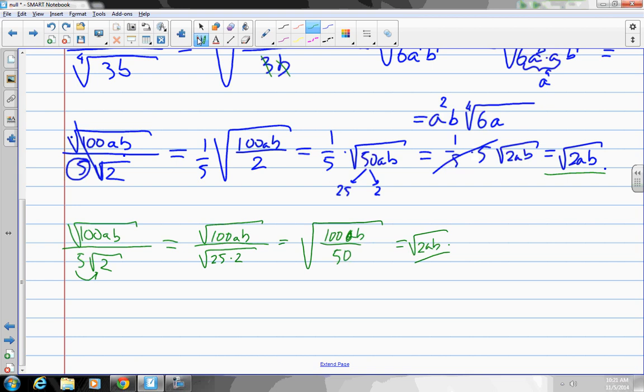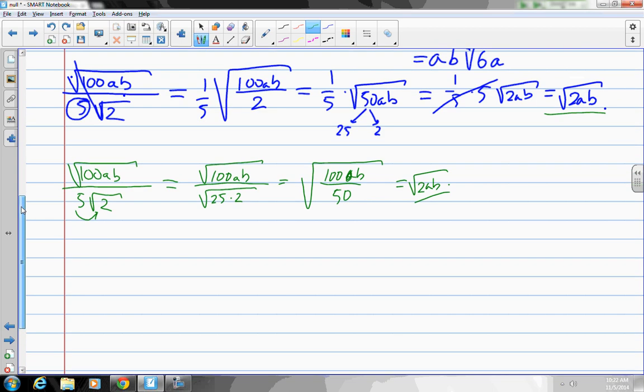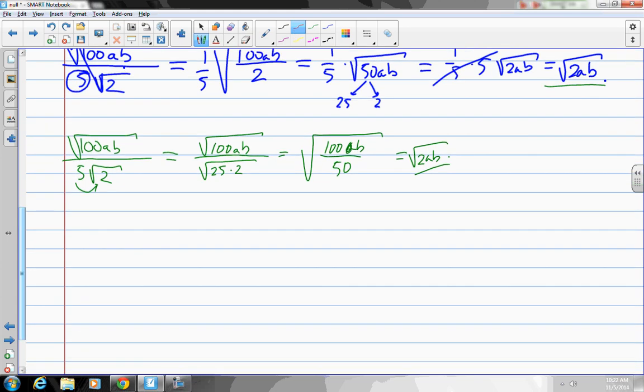Same answer. Now, Austin was saying right off the bat, why don't I just go ahead and take the square root of 100? 100 is a perfect square, right? That's what you were saying, and that's okay. If I start with this problem, 100ab over 5 square roots of 2, I can take the square root of 100. It comes out as 10 square root of ab over 5 square roots of 2, right? The square root of 100 comes out as 10. And I can reduce 5 and 10, can I?